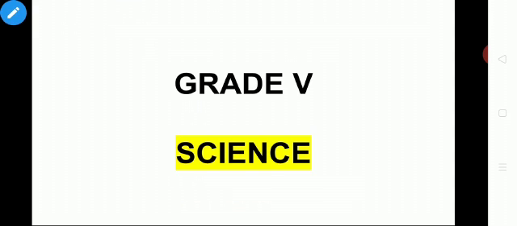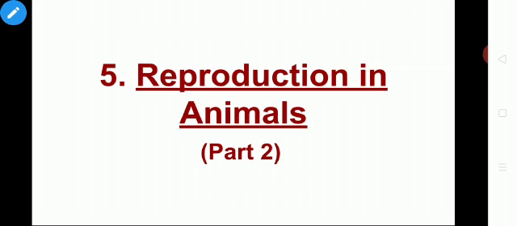Science is always interesting. Today we are going to see part 2 of lesson 5. Tell me the lesson 5 title. Yes, reproduction in animals. Before entering today's topic, shall we have the recap of the previous class? What you have learnt in the previous class? Yes, it is about reproduction and asexual reproduction, and then 3 methods of asexual reproduction. What are those 3 methods? Binary fission, budding, and fragmentation.